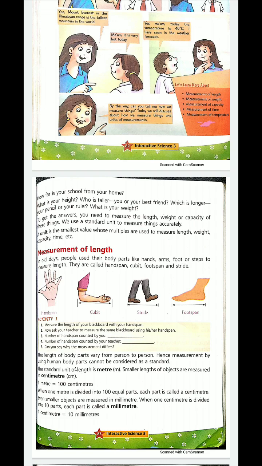Even smaller objects are measured in millimeters. Smaller than centimeters, millimeter. When 1 centimeter is divided into 10 equal parts, each part is called a millimeter.